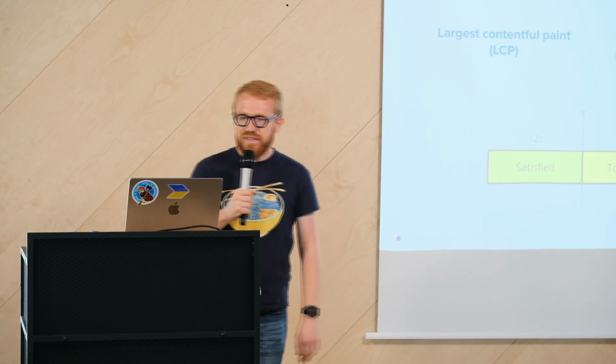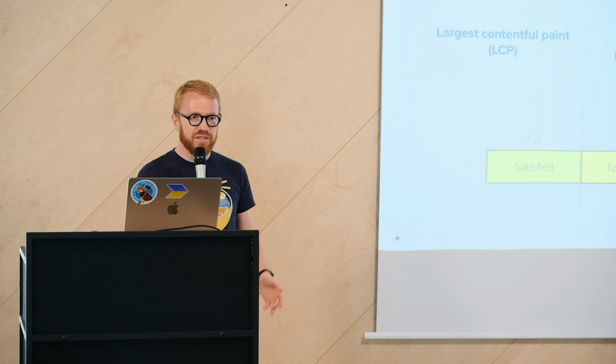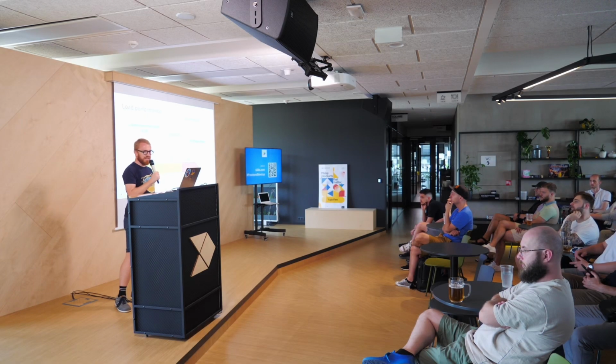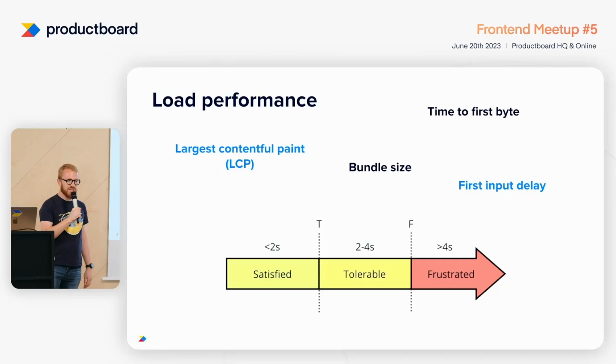When we look at load performance, we have a bunch of well-defined metrics we can measure and observe. It can be time to first byte, the time it takes the server to respond with something, and bundle size. Of course, it's largest contentful paint, the time it takes to render the largest portion of the content, which is usually the main thing the user wants to see. And also first input delay, the time it takes the browser application to be ready to start responding to user inputs.